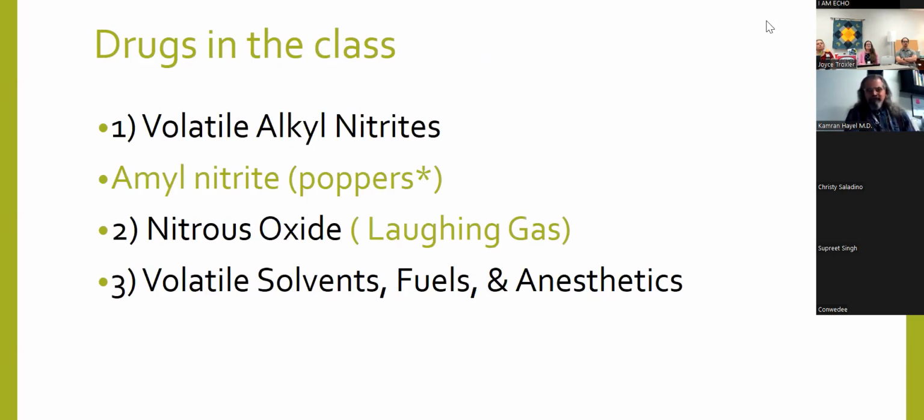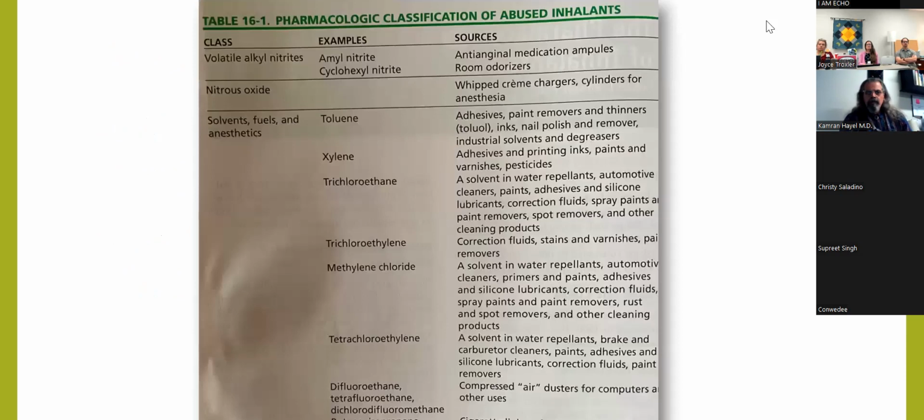When you look at the classification of the drugs in inhalant use, there are three different classes so far. The class that amyl nitrate belongs to, the class that laughing gas belongs to, and also solvents and fuels and anesthetics. I took this picture from the book to make this a slide, and it gives you a little bit of information about the sources for all those classes. Most of the sources listed in solvents and fuels and anesthetics are readily available to anyone that wants to purchase. For example, at any gas station, you can get gas and use that.